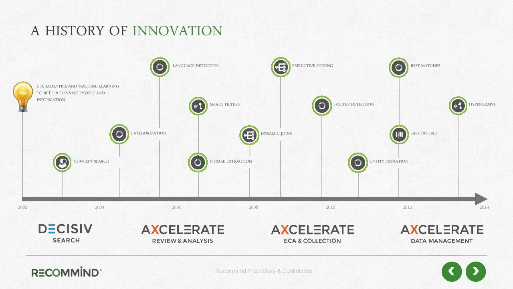Throughout this evolution of our product portfolio, and specifically our e-discovery offering, we've continued to build on adding advanced analytics and machine learning capabilities into our suite, with the goal of using analytics and machine learning to better connect people and information. Of course, we helped pioneer predictive coding and bring this technology to the forefront of e-discovery as a highly disruptive technology in this marketplace. As we moved forward throughout our innovation timeline, we've added other great technologies such as phrase extraction, dynamic joins, and entity extraction. And today we'll be talking about new advanced analytics and visual analytics such as HYPERGRAPH.